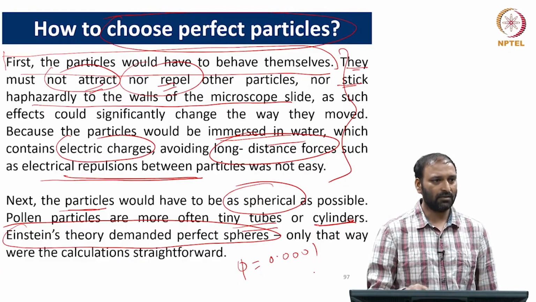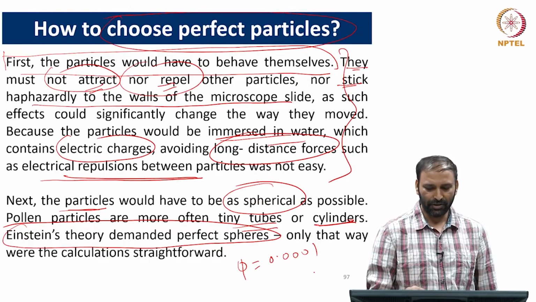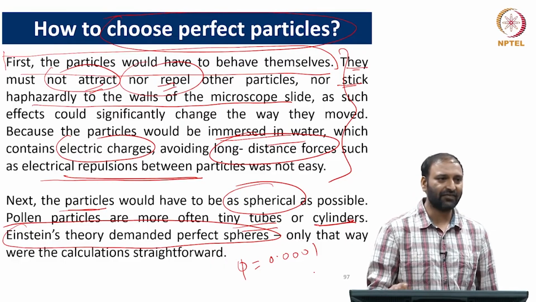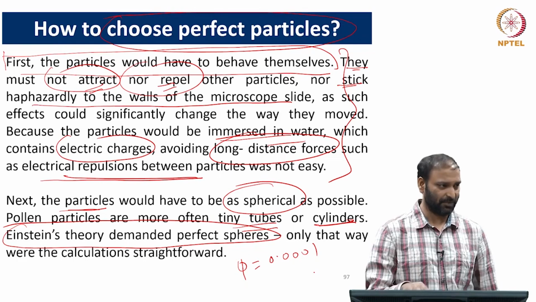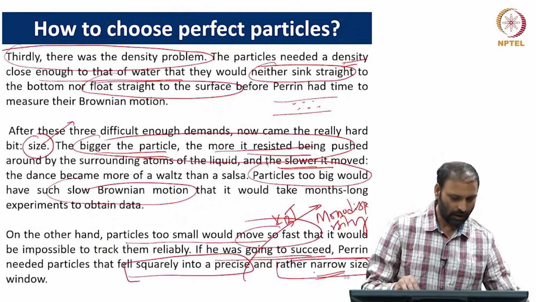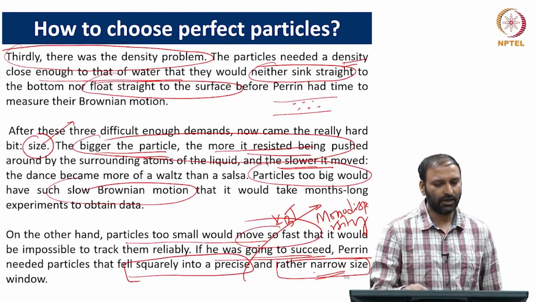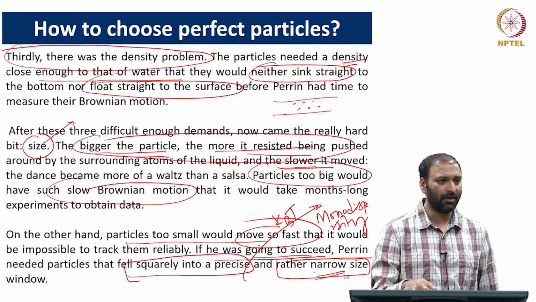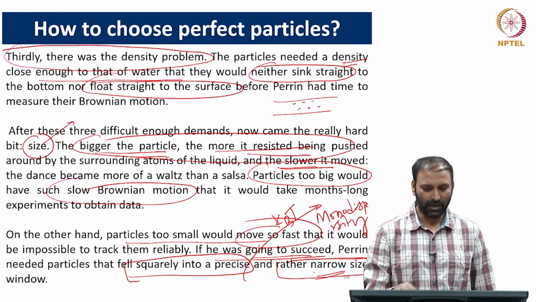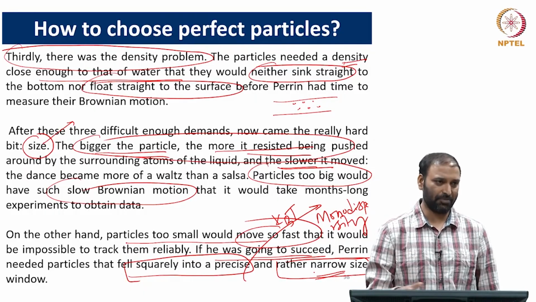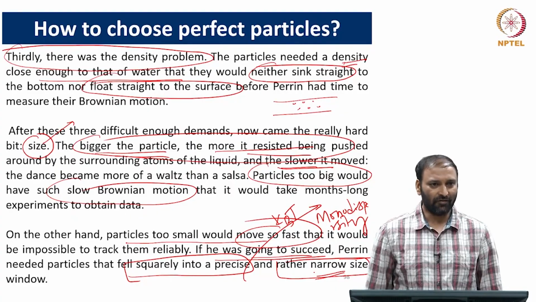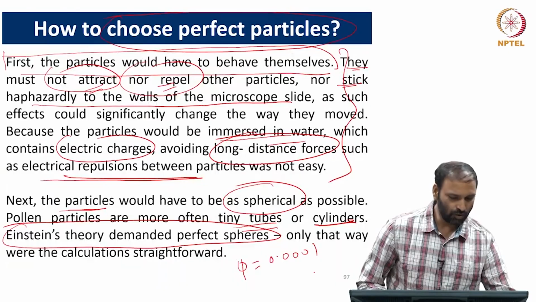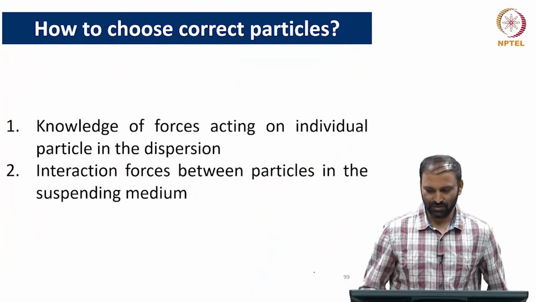The second one is that they should be as spherical as possible. That is a requirement for this particular experiment. And if you look at the density problem, that means they have to be not too big, not too small, okay, and they have to be of precise size and monodispersity. Okay. So, therefore, I can classify these requirements into some categories.